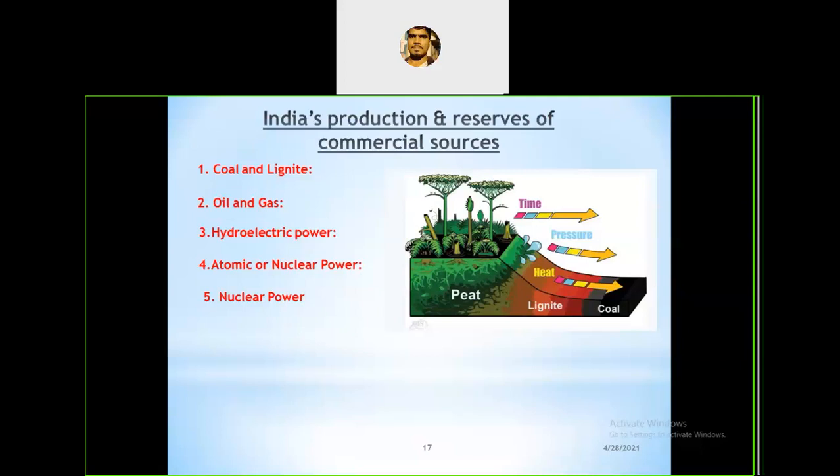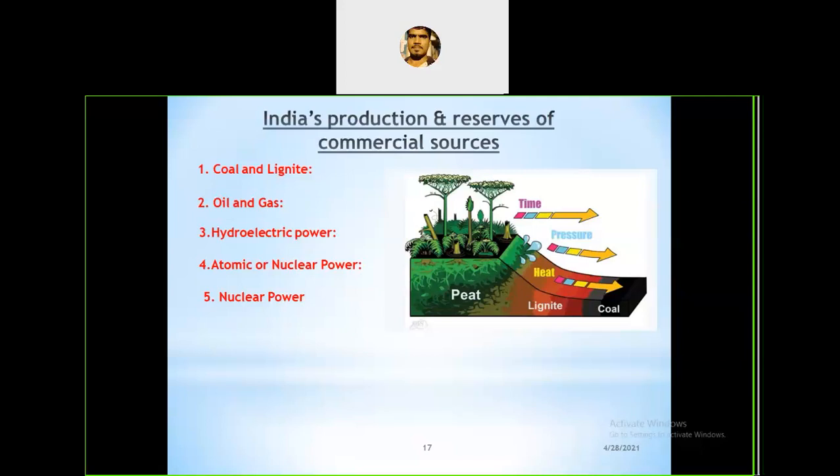And next, one more important source is agricultural waste and organic waste. It is also a commercial source, but agricultural waste and organic waste are mainly used for cooking purposes in rural areas. Very little used in urban areas, but most commonly used in rural areas.